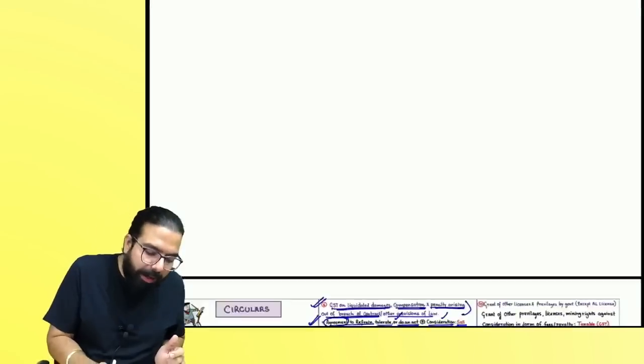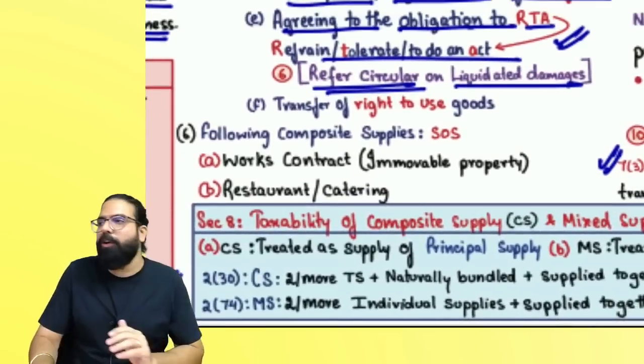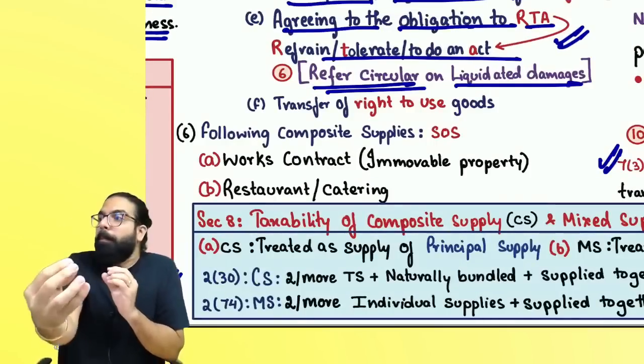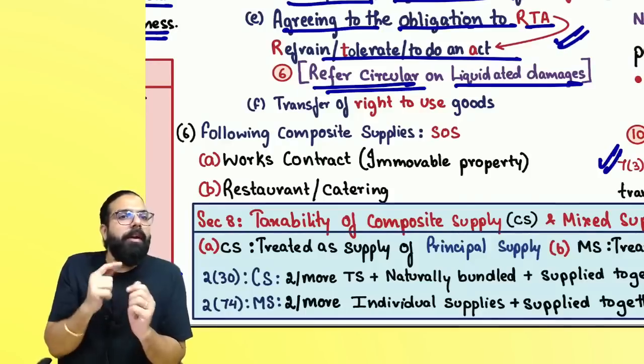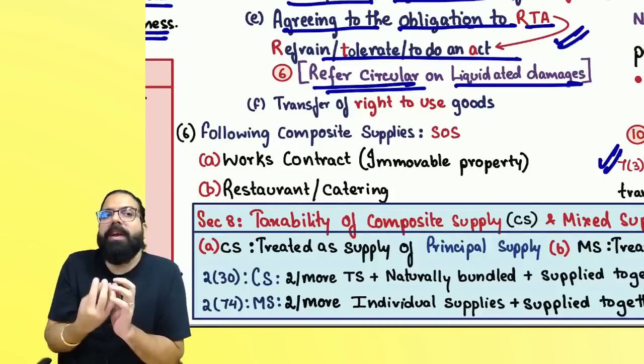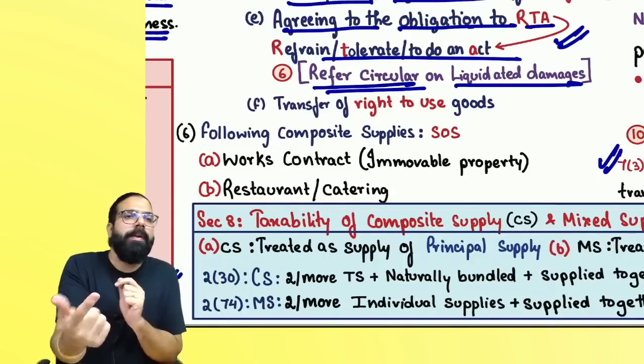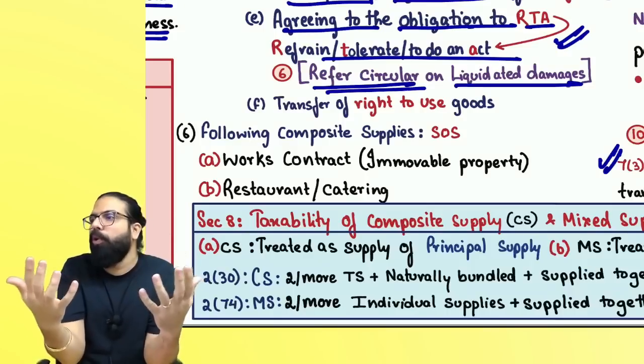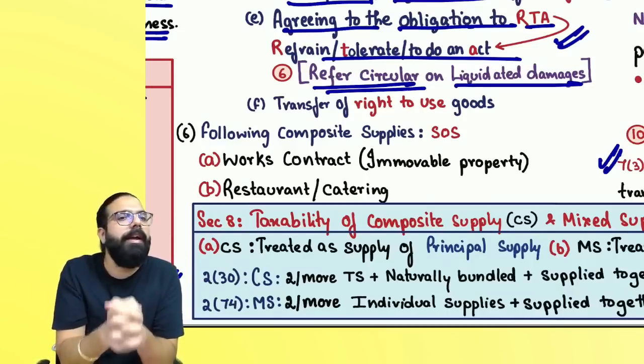Remember one thing, agreeing to the obligation to refrain, tolerate, or to do an act: first of all, there has to be an agreement and consideration should have flowed. Mere flow of an amount when there is nothing in return, when there is no quid pro quo, you cannot call it a supply.